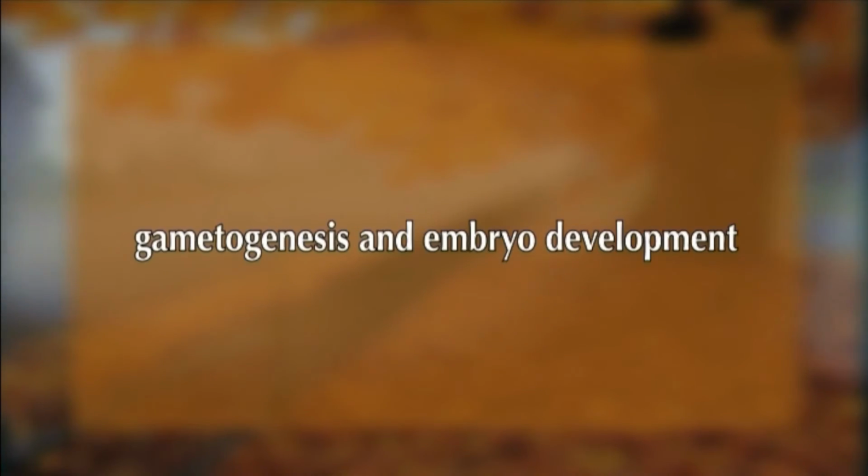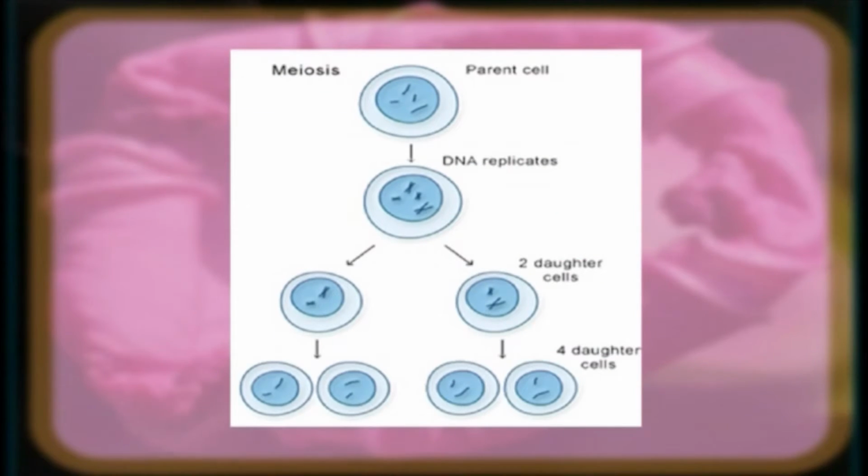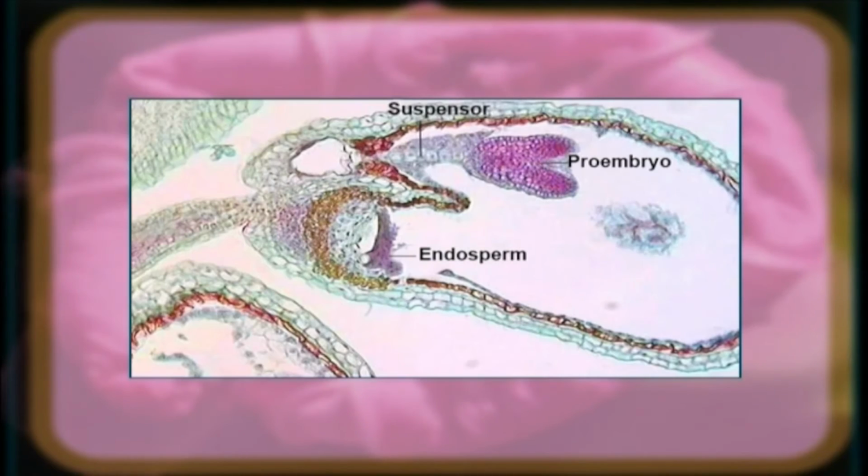Both gametogenesis and embryo development involve orderly sequences of cellular senescence. During female gametophyte formation, 3 out of 4 cells produced by meiosis degenerate. The synergids and the suspensor cells also senesce during embryo growth.